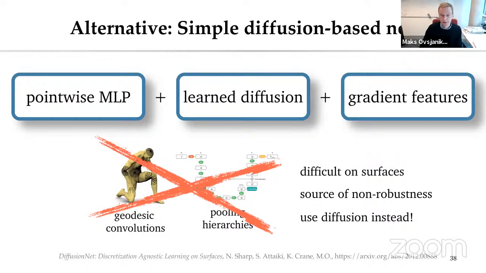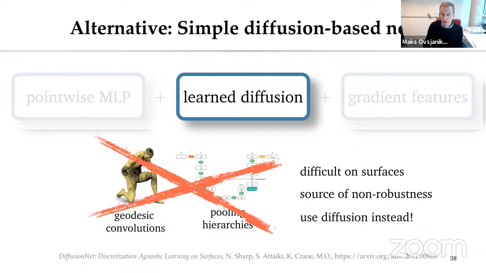So this DiffusionNet architecture that we proposed has three components: pointwise MLPs, a learned diffusion layer, and gradient features. Pointwise MLPs are something very simple, like even PointNet, that I won't discuss in too much detail. But the two other blocks, learned diffusion and gradient features, are the key things that make this architecture effective. So how does it work? First we use a learned diffusion layer.